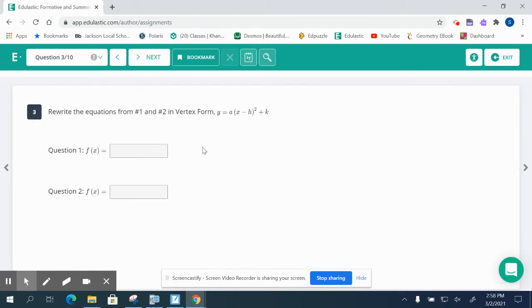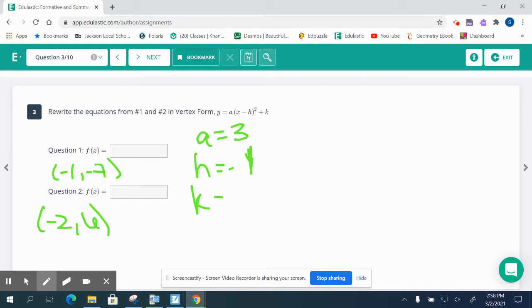Number 3 involves converting the equations from number 1 and 2 into vertex form. So we need to figure out what the a, h, and k are. So for question 1, the a was 3. And remember that our vertex for number 1 was negative 1, negative 7. Our vertex for number 2 was negative 2, 6. So our h is negative 1, and our k is negative 7.